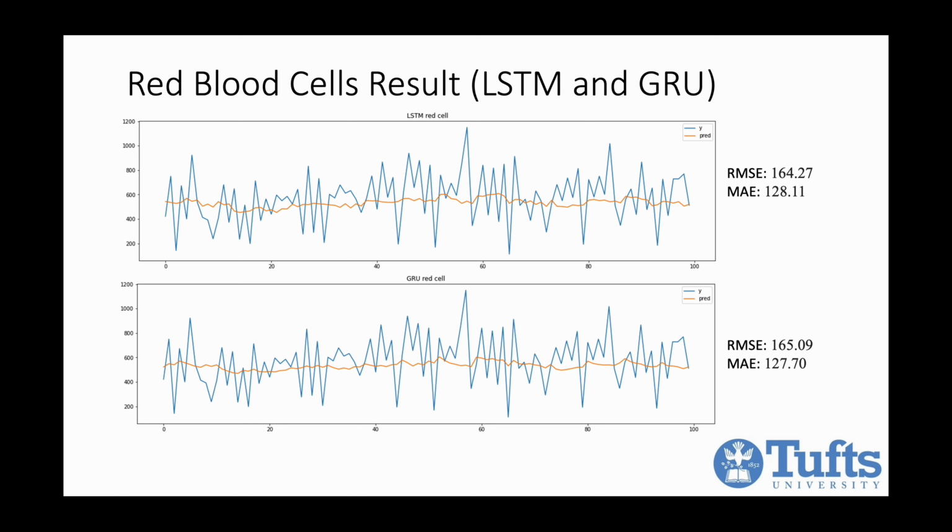Okay, for the red blood cells result, the performance of LSTM and GRU really made me frustrated. We see from the plot the yellow line is almost flat, and there's no clear trend or period, and the RMSE and MAE are also very high. The result really surprised me, and even when I removed the min-max normalization, the performance still didn't change too much.